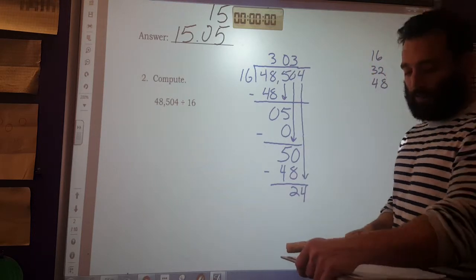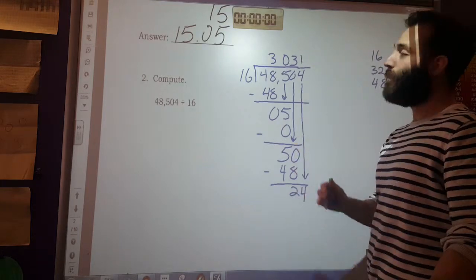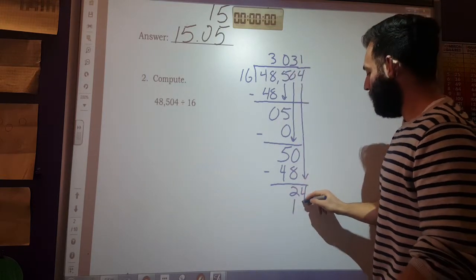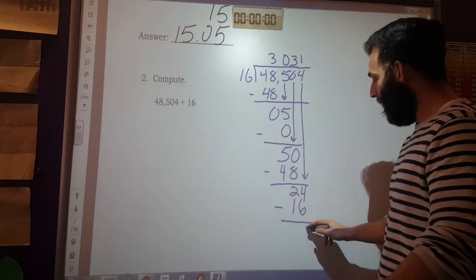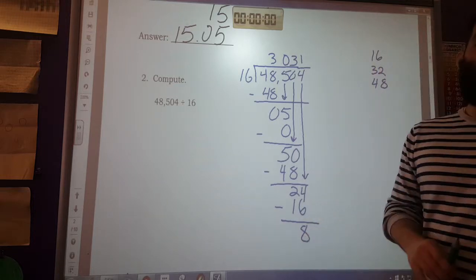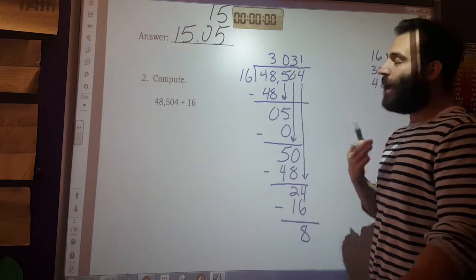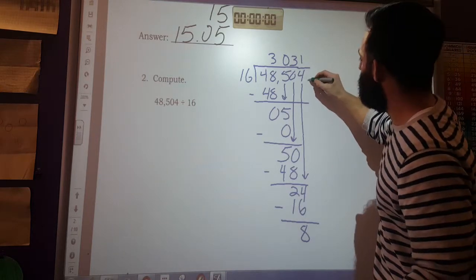Now 16 goes into 4 1 time. 1 times 16 is 16, and I subtract to get 8. Now at this point, you could have had a remainder. I'm going to show you how to do it with a decimal. So at this point, you're going to add a decimal.